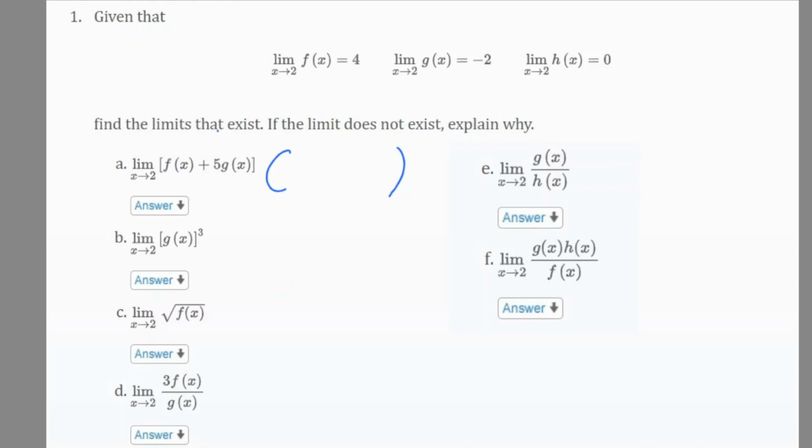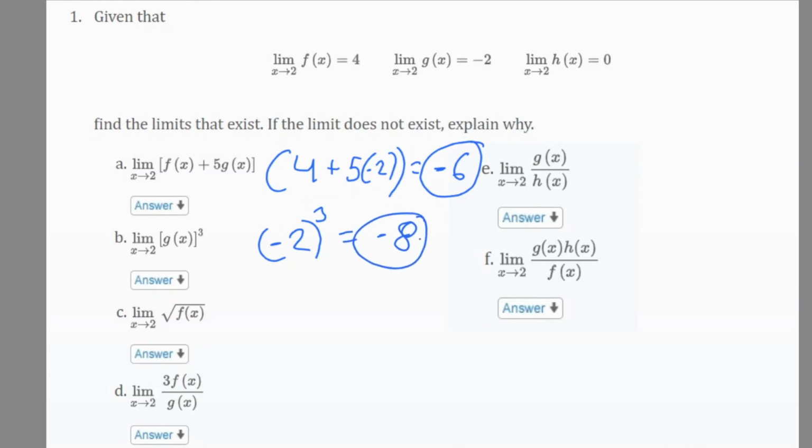So as x goes to 2 of f(x), it is 4 plus 5, and inside the parentheses will be g(x), which is negative 2. So the answer you would have is negative 10 plus 4, that's negative 6. That's A. B is the limit as x goes to 2 of g(x) to the power of 3. So g(x) is negative 2, so we just substitute negative 2 for g(x) to the power of 3. That would give us negative 8.